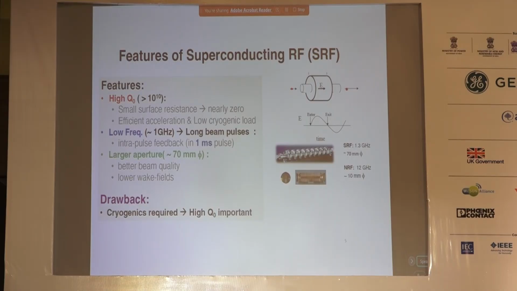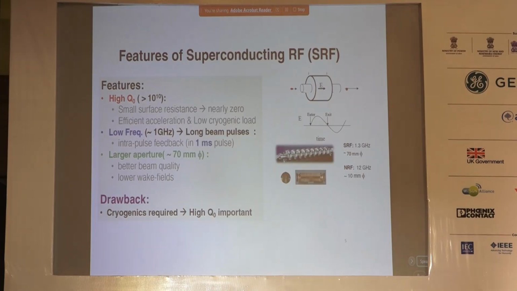And low frequency: because of this very low loss, we can make a large aperture of the cavity, which is useful for high-intensity beam accelerators. That is really important for energy production and also isotope production. Of course, there is a drawback: cryogenics are required. That's why high Q is so important.